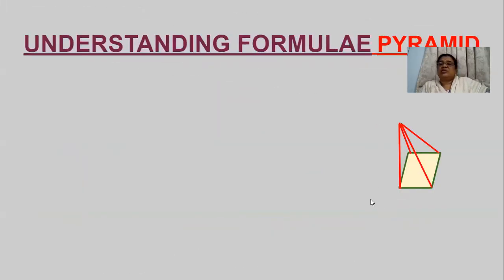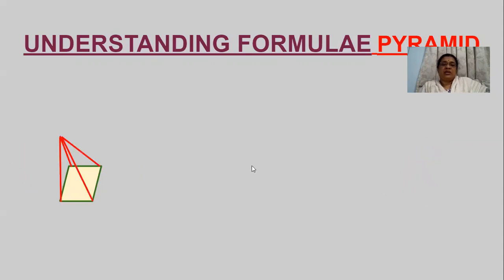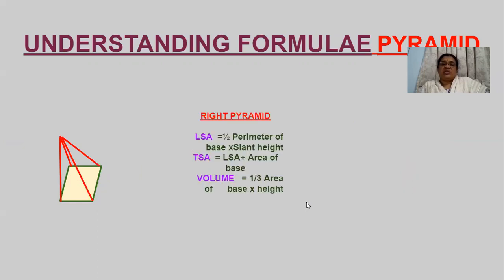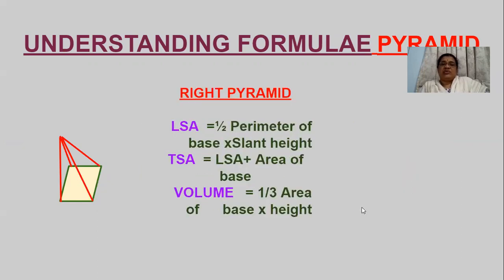Next, this is pyramid. This is a right pyramid. The base is in the form of a square. See, and the pyramid will have how many surfaces? This is 1, 2, 3, and 4, and the base is in the form of a square. And we'll see what will be the formulae for surface areas and volumes of the pyramid.